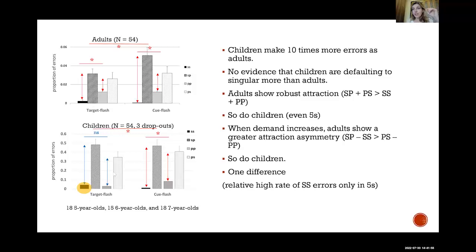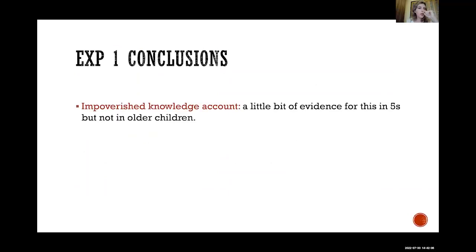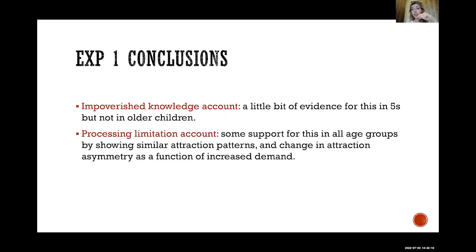This is interesting. It seems that when there are 2 nouns in a sentence, children seem to want to use the plural form. So the conclusion from experiment 1 is that for the impoverished knowledge account, we did not really find a lot of evidence, except for that one piece of evidence in 5-year-olds in the SS sentences. For the processing limitation account, on the other hand, we find quite a bit of support. In fact, the patterns of errors seem to be very similar between adults and children, as well as when that pattern changes when the demand increases.